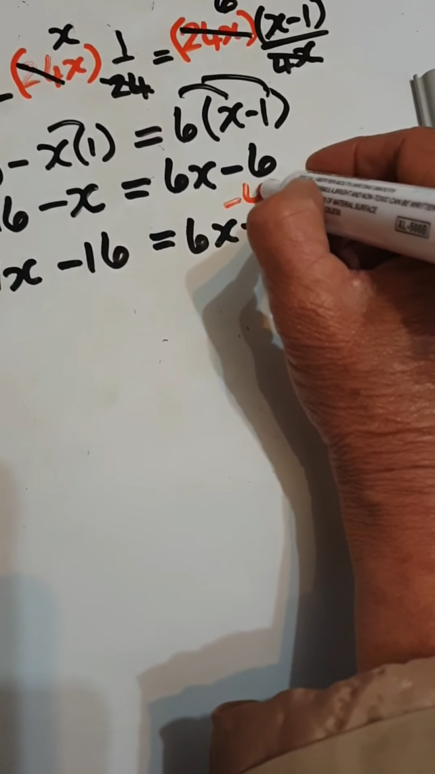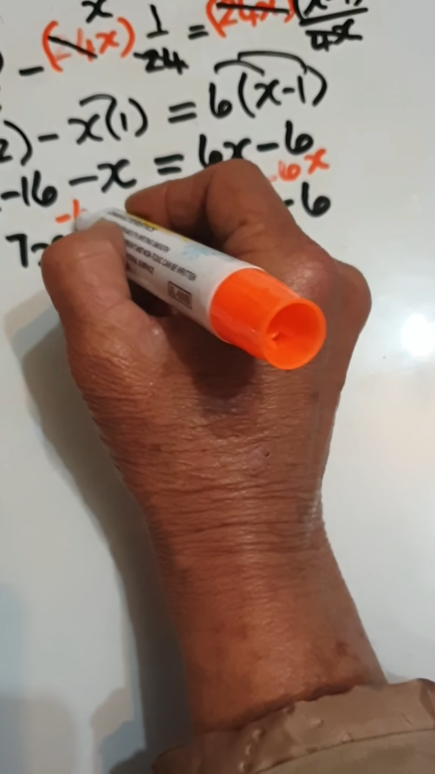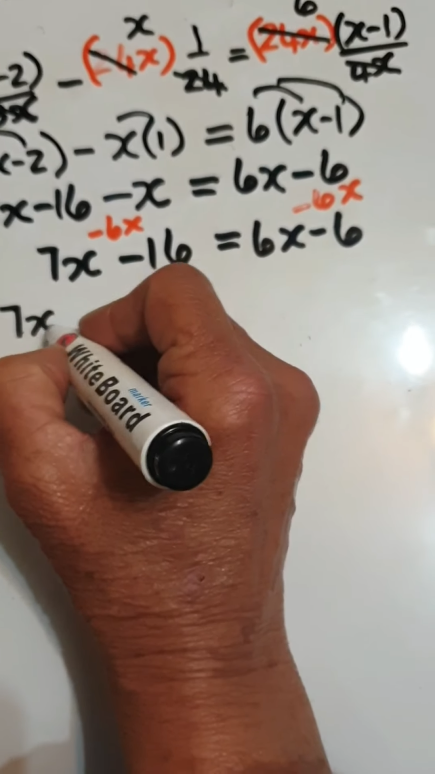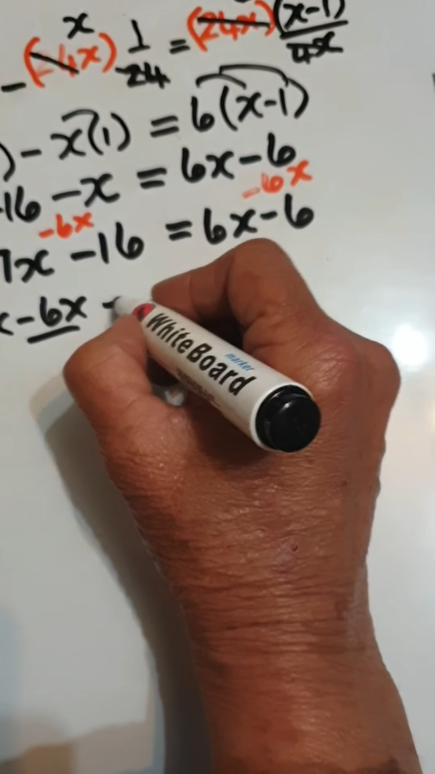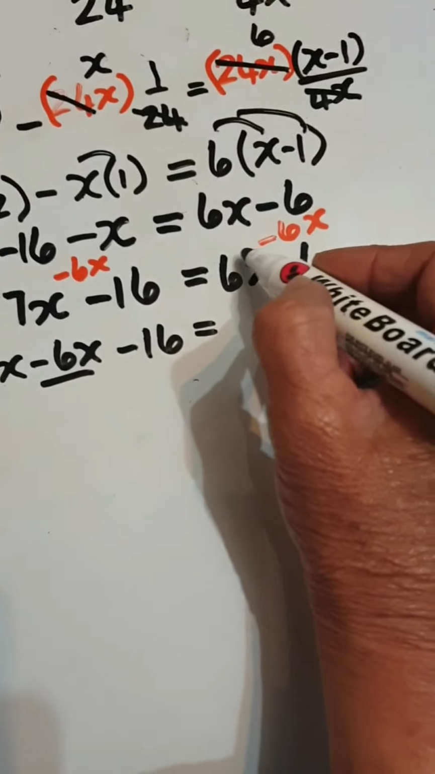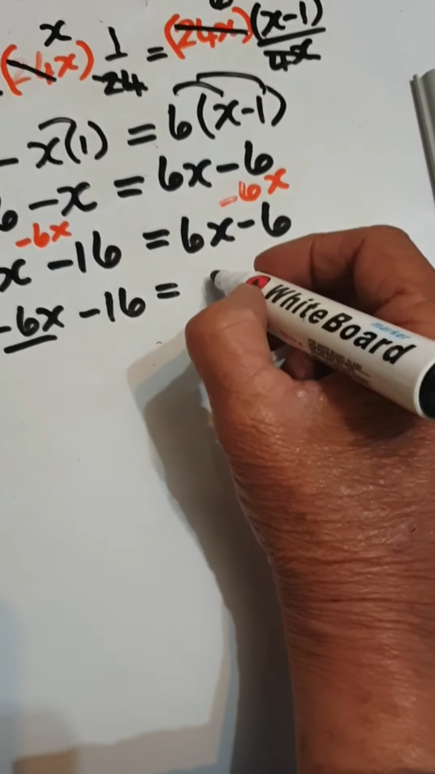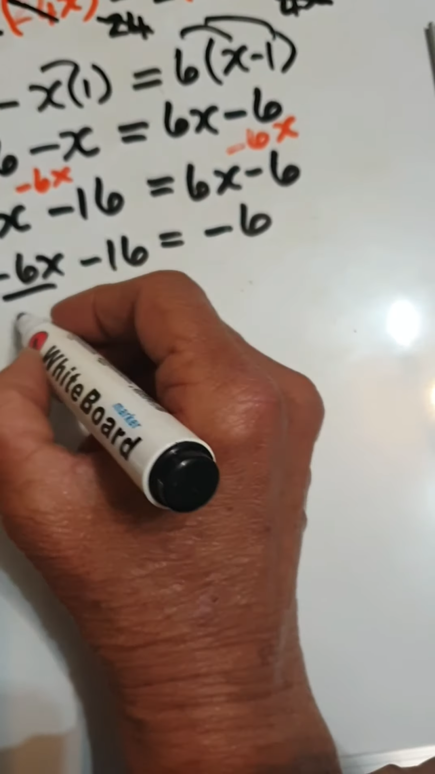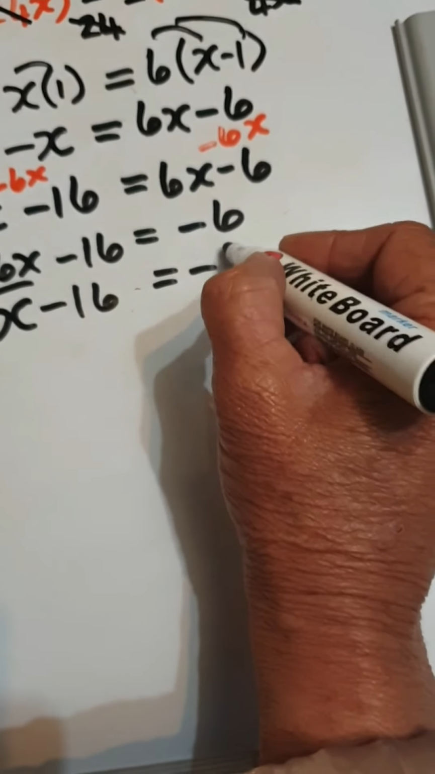So what I'm going to do now is I'm going to say 6x minus 6x. And what I do on the one side, I'm going to subtract it on that side. So let's write this out nicely. So here I'm going to get 7x minus 6x, which I got from that side, minus 16 equal to, and then I'm going to have 6x minus 6x, which is just going to become 0. And 0 minus 6 is minus 6. So 7x minus 6x is x. Minus 16 equal to negative 6.